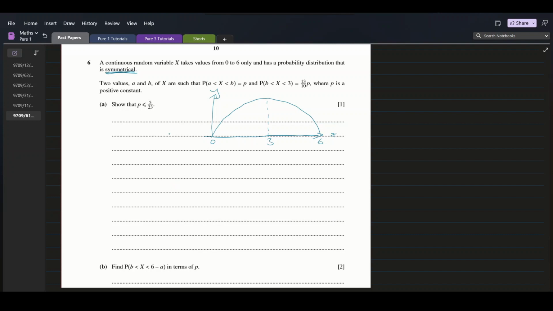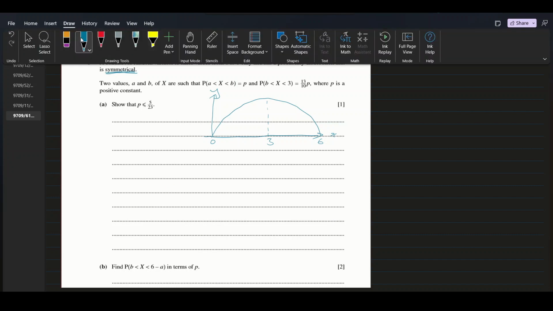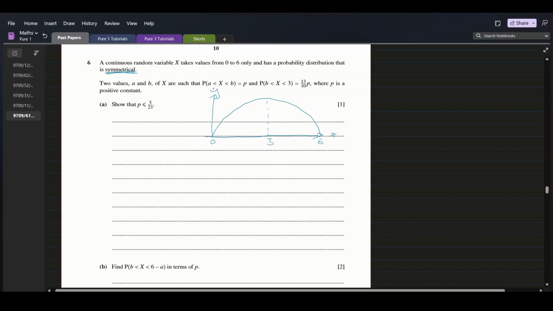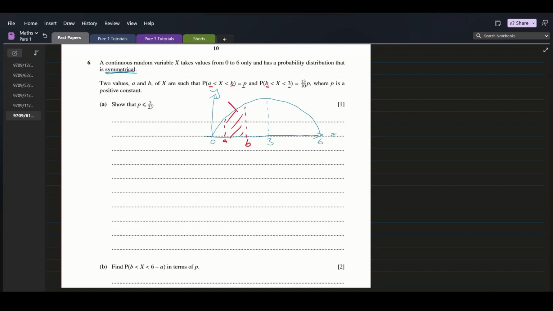And now let's evaluate some of the information we've been given. I'll use a different color for this. So we were given that the probability that X is between a and b is equal to p. Okay, so I'll put a somewhere here. This is a, and then we know for sure that b must be less than 3, since they've given us that the probability that X is between b and 3 is equal to 13 over 10p. So b will possibly be somewhere here. Okay, and so that means this region that I've shaded in red, that's between a and b, is equal to p.